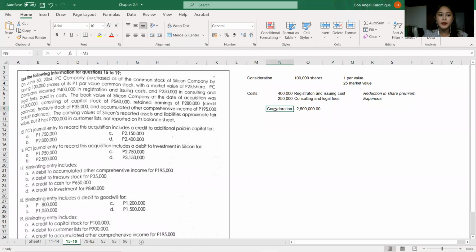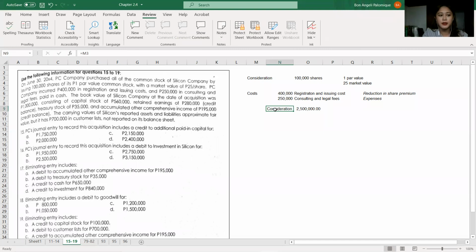Okay, so book value. Suratin natin sa ating given sheet. Book value niya is 1 million. Sabi niya, yung capital stock daw dito is 560. Yung retained earnings is 280 na credit. Susulat lang natin lahat para hindi natin ma-miss out.